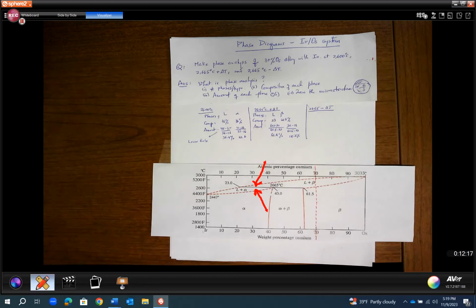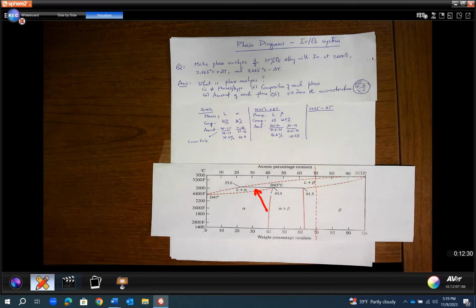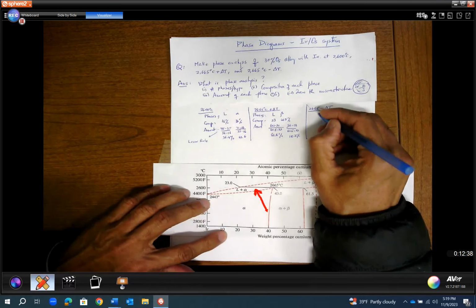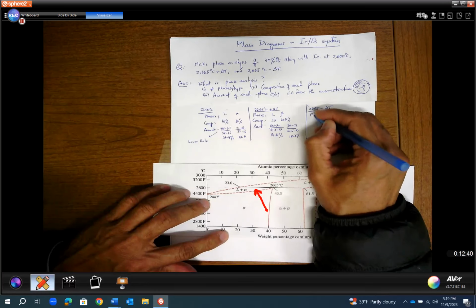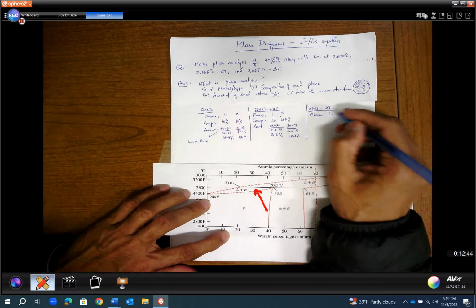There. It's a terrible arrow, but that's the way it is, okay? So now we are asked to measure it at that point. How would we do that? It's now slightly below the line, therefore it's in the liquid plus alpha section. So it's phases, liquid, and then alpha. It's the identical one, right?